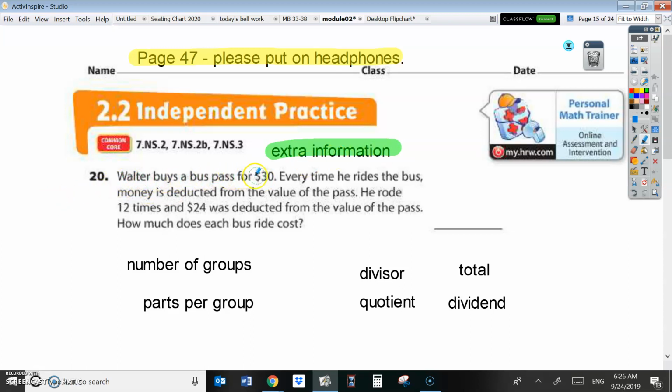Walter buys a bus pass for $30. Every time he rides the bus, money is deducted from the value of the pass. He rode 12 times and $24 was deducted from the value of the pass. How much does each bus ride cost?